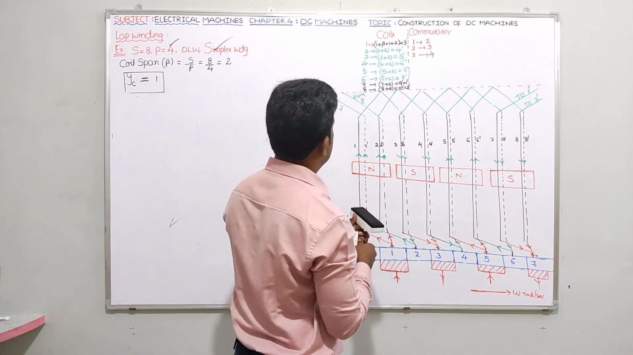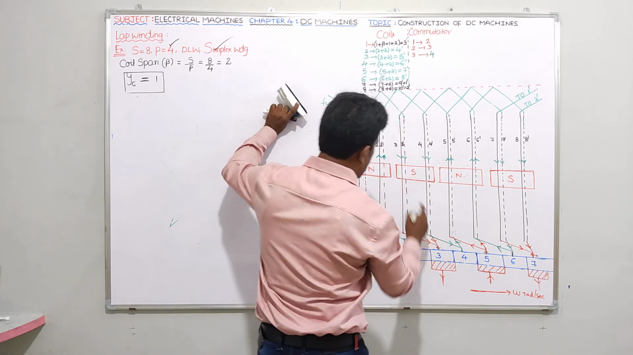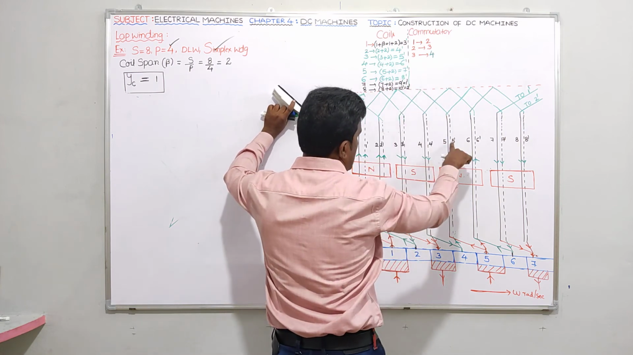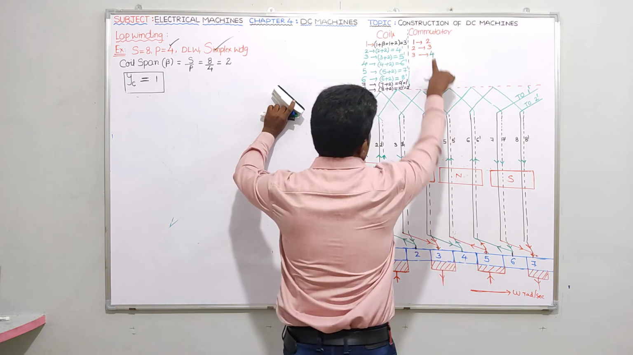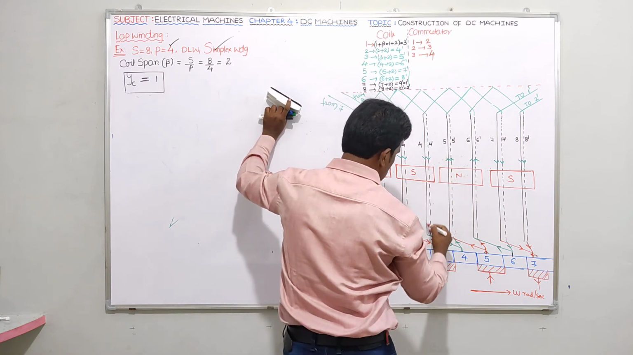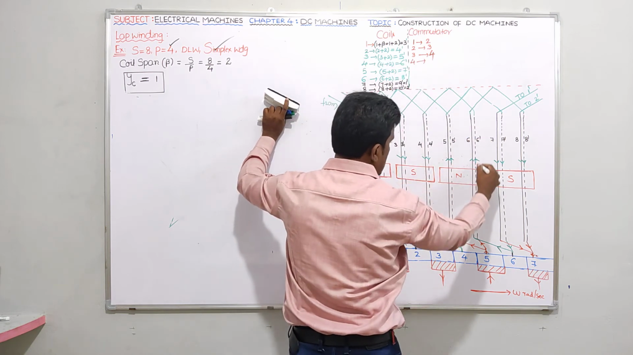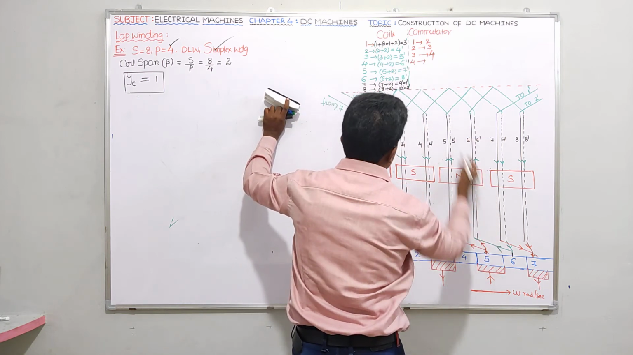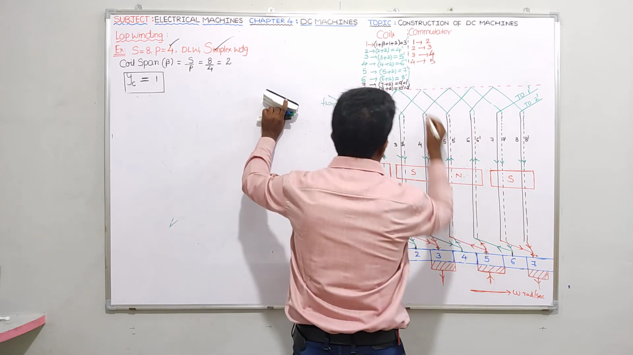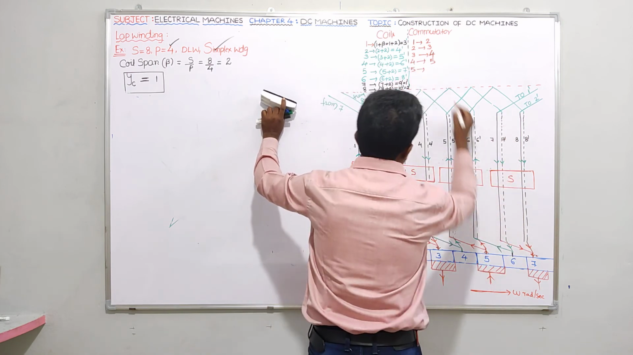So it's very simple. Please let me complete this portion. So the third conductor is connected to which commutator segment? The third solid conductor is connected to the third segment, and 5 dash is connected to which segment once again? You can say 4. This is completed. Next, the fourth conductor is connected to 4 here, and 6 dash is connected to 5. And the fifth conductor is connected to 5, and 7 dash is connected to 6.